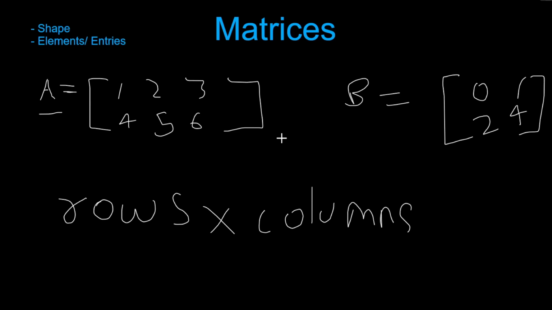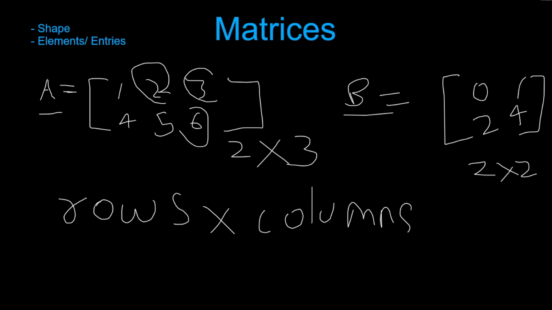So what is the shape of this matrix? The shape of the matrix is represented by the number of rows by the number of columns. We have 2 rows here and 3 columns, so the shape of matrix A is 2 by 3, and the shape of matrix B is 2 by 2 because it has 2 rows and 2 columns. The individual numbers present in the matrix are called entries or elements of the matrix.